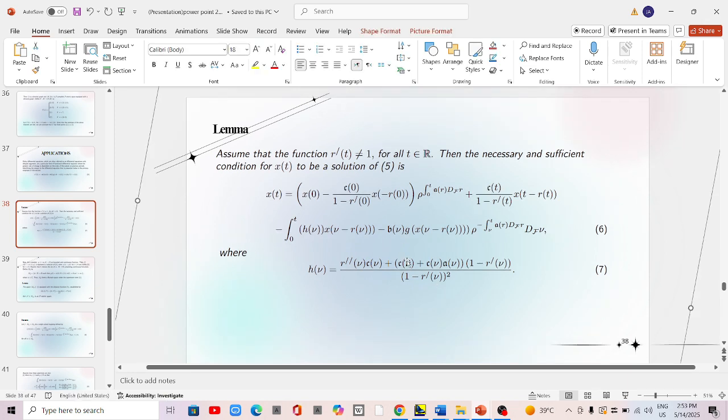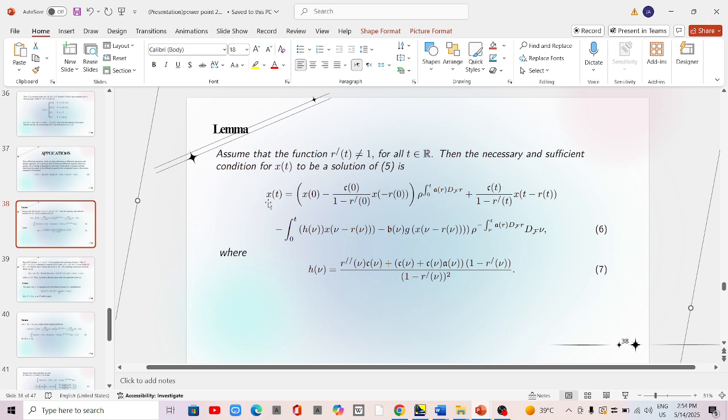Now if we want to link it with fixed point theory, or find the solution of the equation by a fixed point result, then we have to define some operator T on the Banach space. How will the operator be defined? Here you can see x of t, we define T x of t.